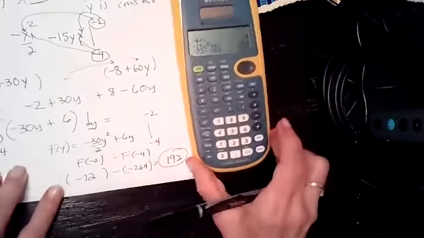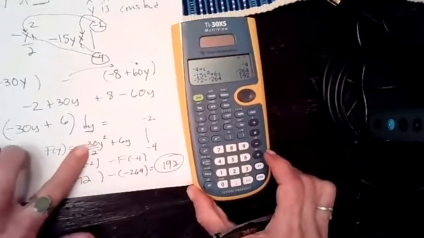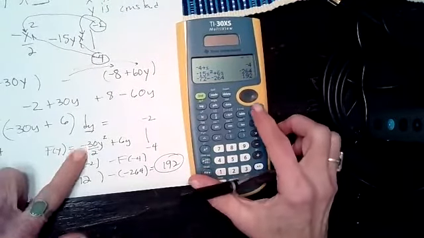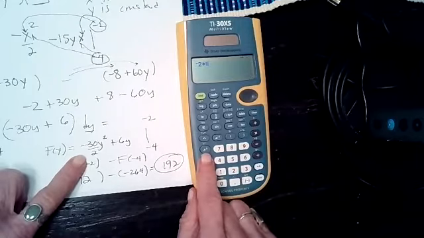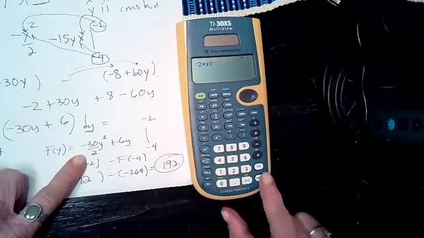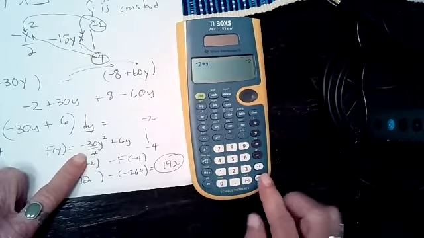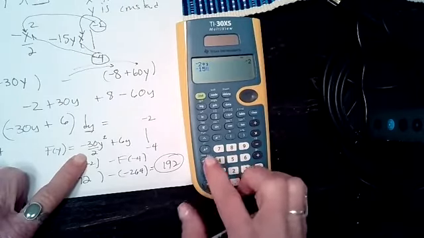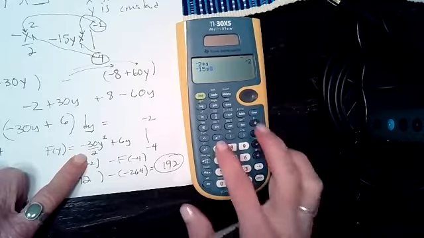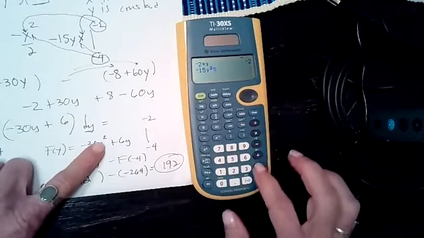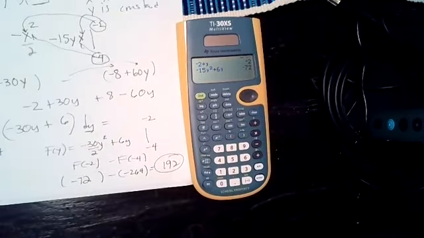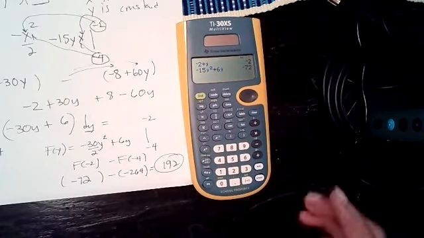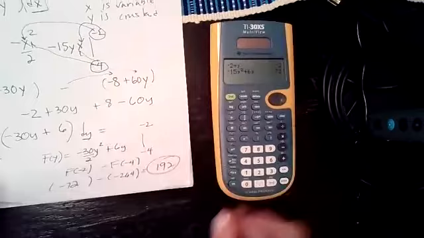Okay, and if that x and y stuff just freaks you out right here, you can say -2 store for y, and you could just push the x button twice, and it stores it for y. And you could put -15, and you just push the x button twice, y squared plus 6, and push the x button twice, and do it that way if you want to use your y's. But okay, all right, so now here we go.